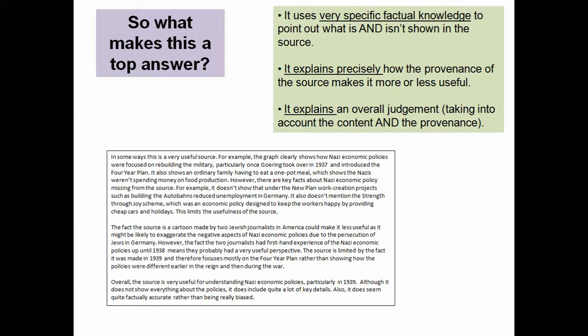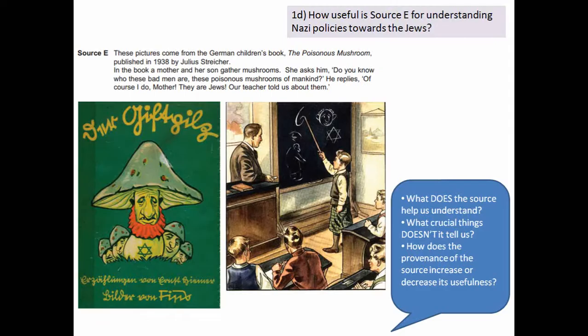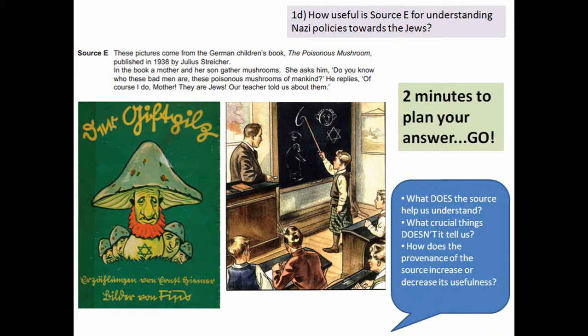Okay, so now that we've talked through one really clearly, I'm going to introduce you to a new question. So this question is, how useful is source E for understanding Nazi policies towards the Jews? So you've got a source there that comes from a German children's book, which is called The Poisonous Mushroom. So what I'm going to ask you to do is have a look at the source, have a read of the provenance, just remind yourself of those 3 key questions that we really want to be taken into account, and I'm going to ask you to pause the video again and give yourself 2 minutes to plan your answer. So have a go at that now.